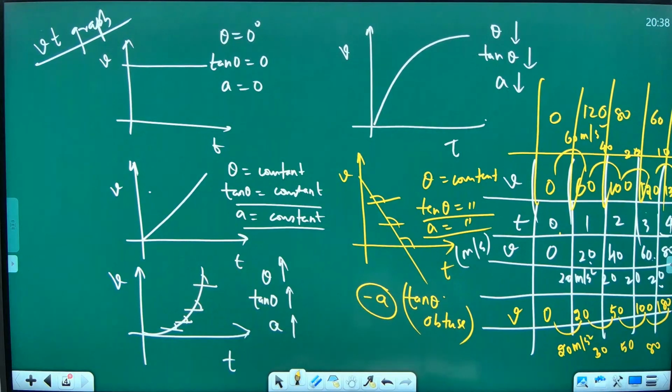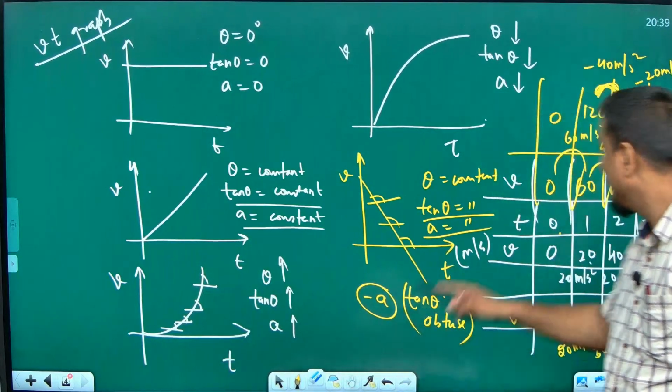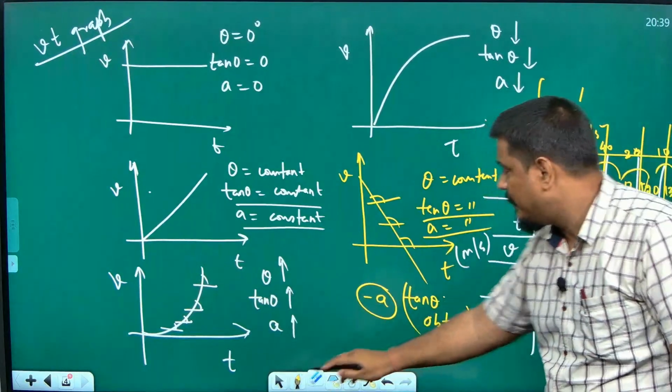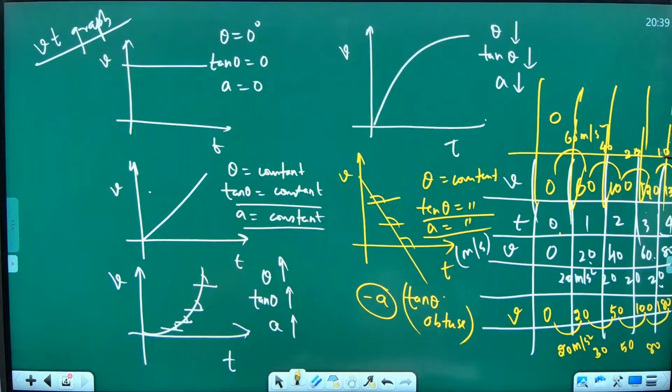Let us stop here. So if you see in this 1 second, how much is the acceleration? 80 minus 120 by 1, minus 40. In this, minus 20. So this is the wrong example I gave. Let me go like this, because constant velocity, no. So I'll write like this: 0, 120, then 100, then 80.